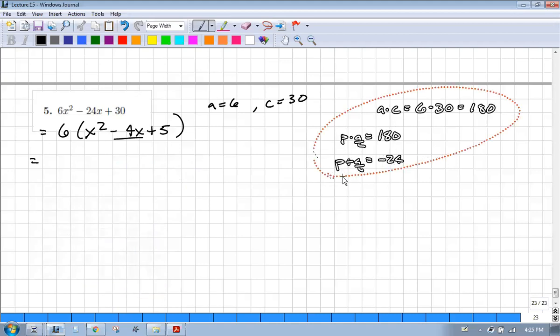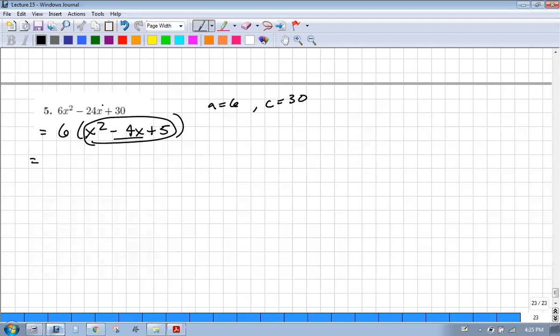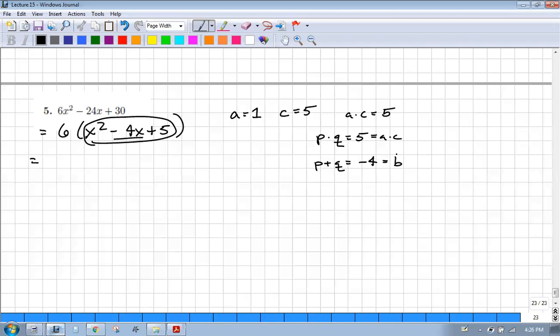All right. So actually, you know what? Let's just look at this. Forget about those numbers. We've already pulled out the 6. So in this case, our A is 1, our C is 5. So A times C is 5. So we need a P and a Q where their product is 5, but they need to add up to be -4, or B. So two numbers that multiply to be 5, but add to be -4. Well, we got one. No, add to be -4, but multiply to be 5.